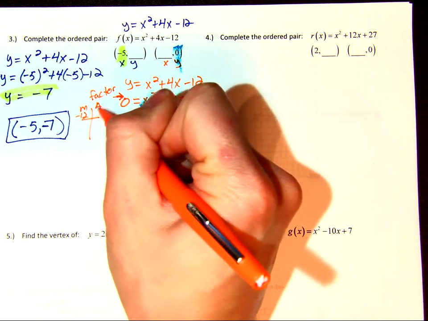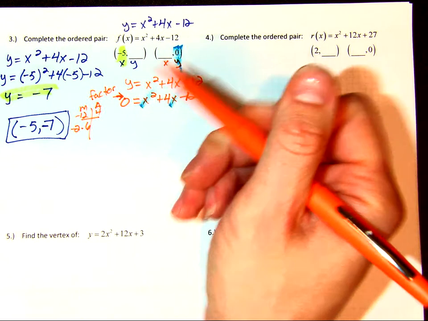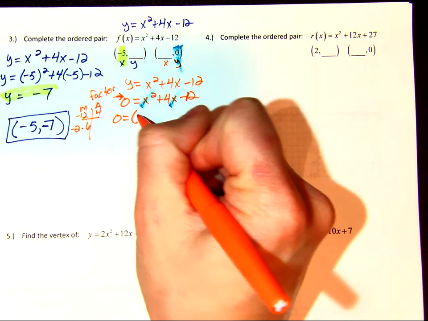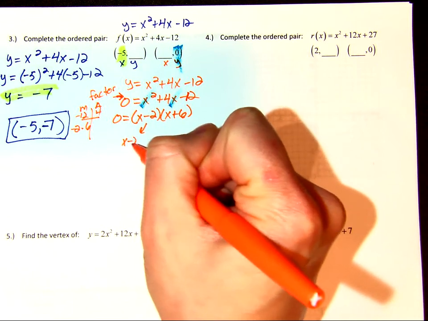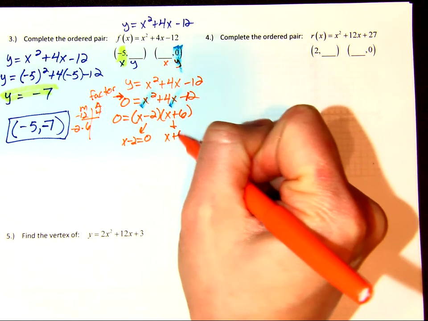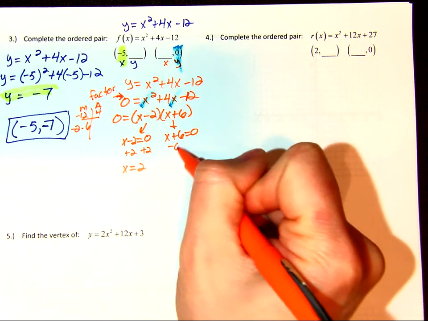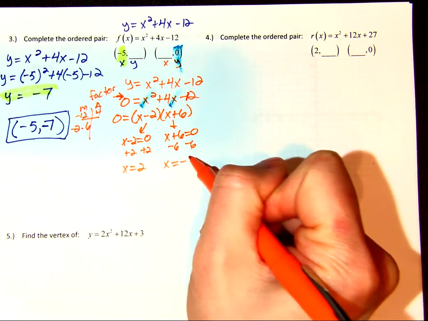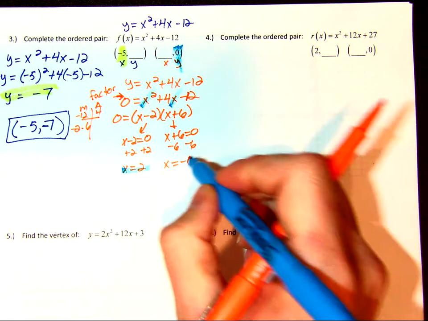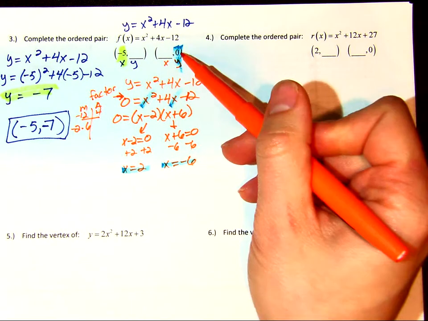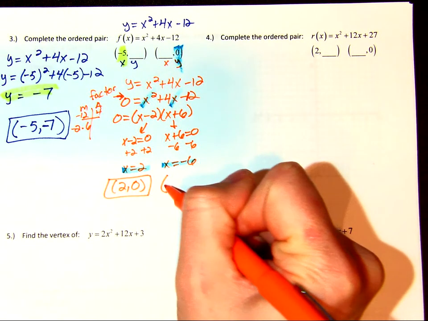Well, 2 times 6 is 12. If the 2 were negative, we could add that and get 4. So this is 0 equals x minus 2, x plus 6. Set each piece equal to 0 and solve. So add 2: x equals 2. Subtract 6: x equals negative 6. So now we have two possible answers. We have x equals 2 or x equals negative 6. And then my y is 0. So 2 comma 0 is one of my answers, and negative 6 comma 0 is the other one.